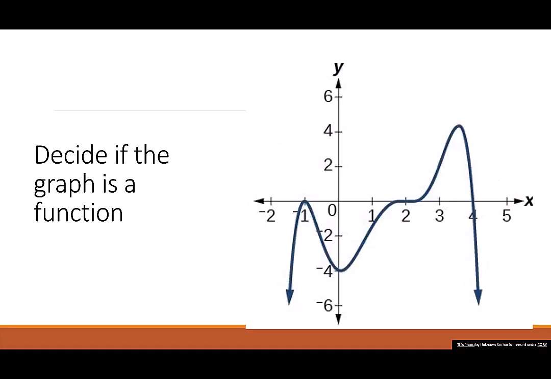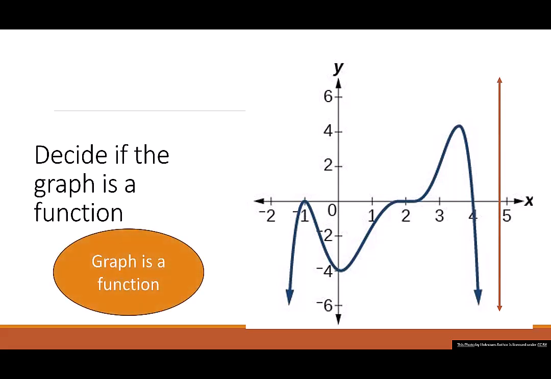So we're going to start with this graph that goes up and down and up and down, and we're going to decide if this graph is a function. To help us, I'm going to put a vertical line on the graph. Then I'm going to move the line through the graph and see if it touches at any place twice. And we can see that it does not. Because there's no place where the vertical line intersects the graph in more than one place, we can say that this is a graph of a function.